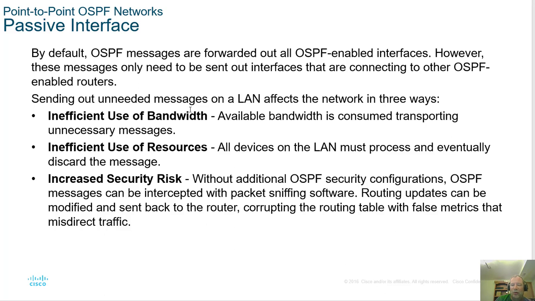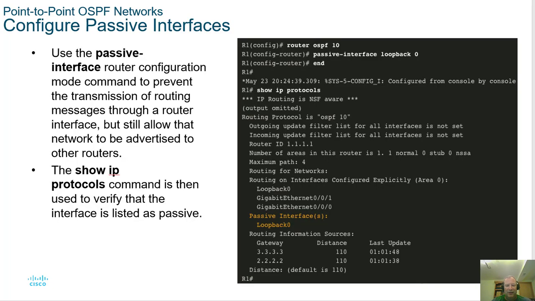This would be true of any LAN interface that you have. So I've got a /24 because I've got a whole bunch of users out there. You don't want to send any OSPF updates out into the LAN. There's no routers over on that side that are going to be interested in getting that information. It would just be wasting bandwidth. And that's what they're getting into here with this passive interface command.